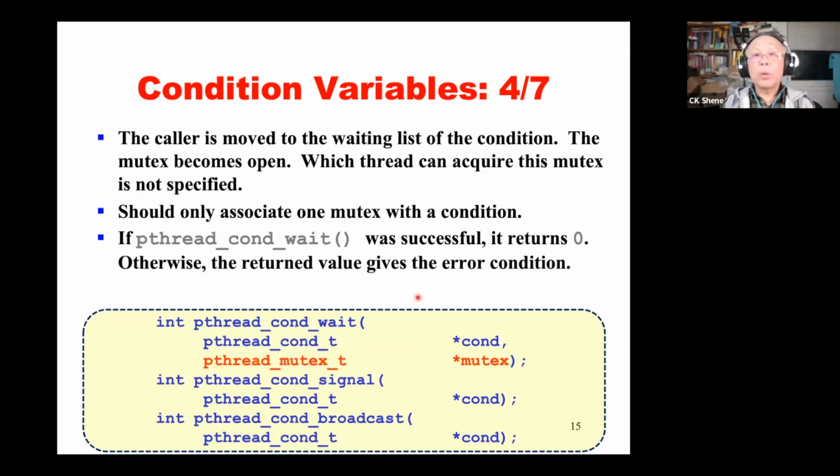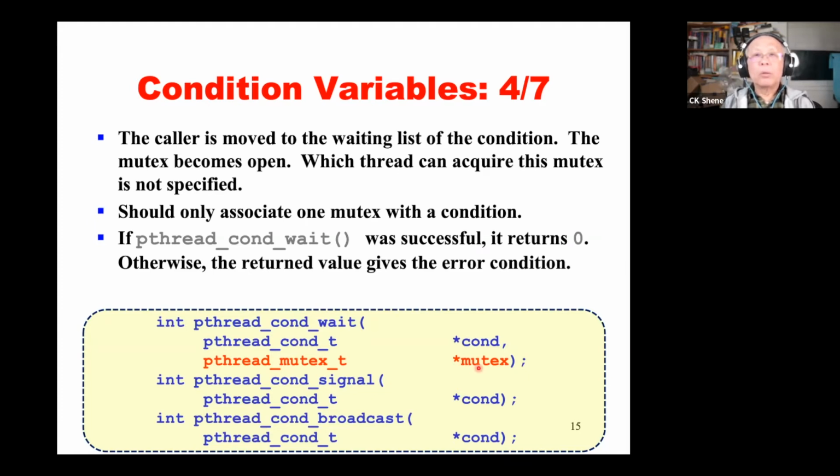So this is wait. Quick recap. When a thread calls condition wait, it must have already acquired the associated mutex. When you call condition wait, not only do you need to provide the condition variable, but also the associated mutex. The following steps would be executed in an atomic way.